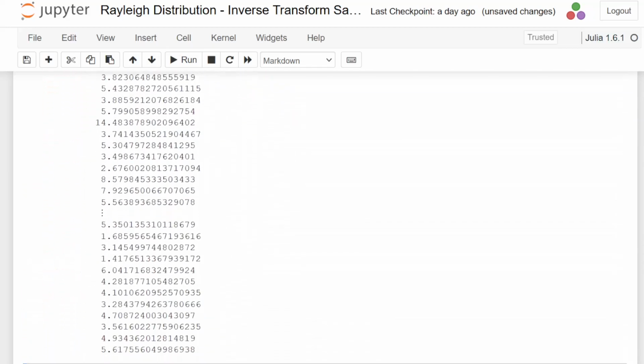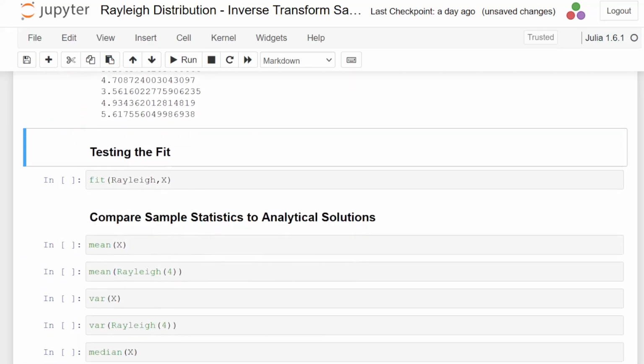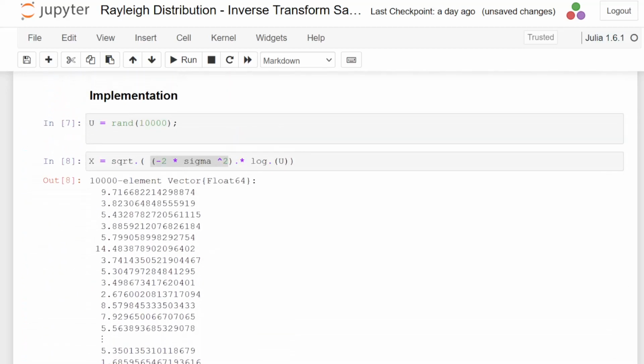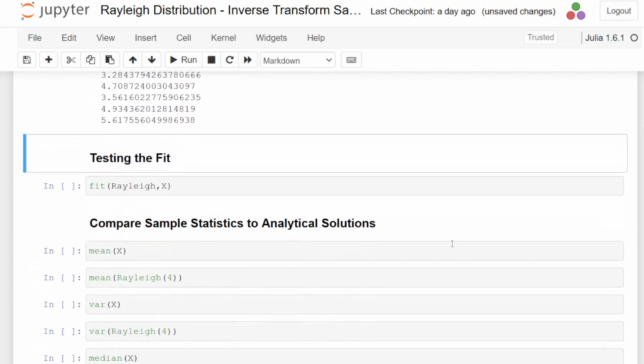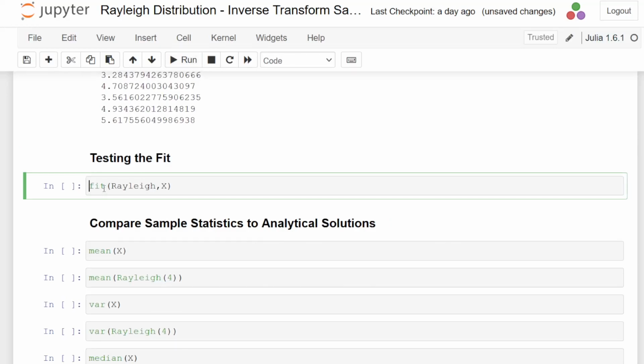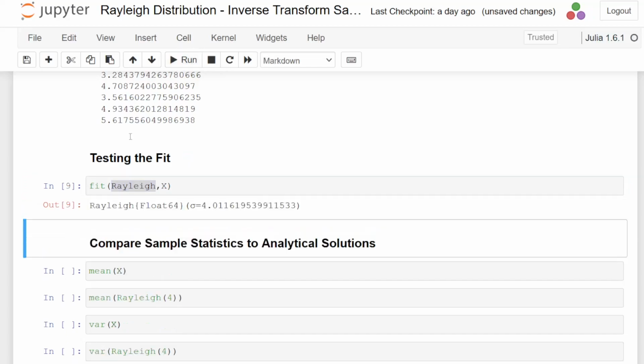So, now, I want to test the fit. I have the random numbers generated as a vector called x. So let's just test that fit. What I can do here is just see, does it match up with the Rayleigh distribution? And what parameters would it give you if it was a Rayleigh distribution? So let's test that. Fit Rayleigh, sigma equals 4.011. That's pretty good. We'll be very happy with that.